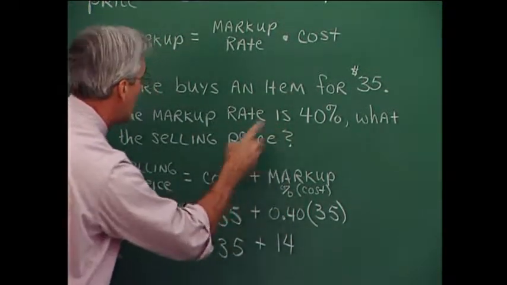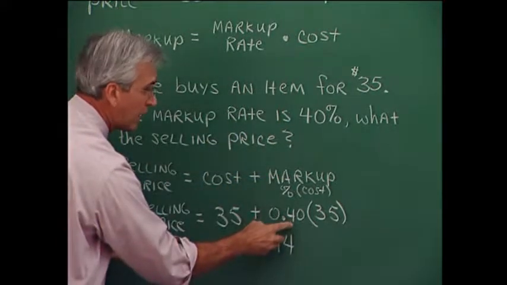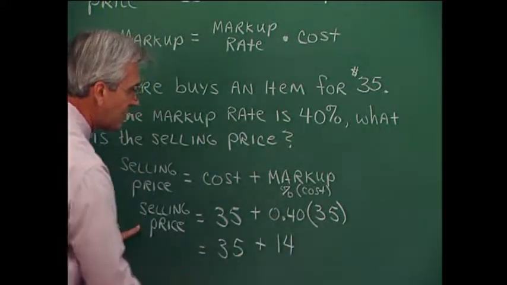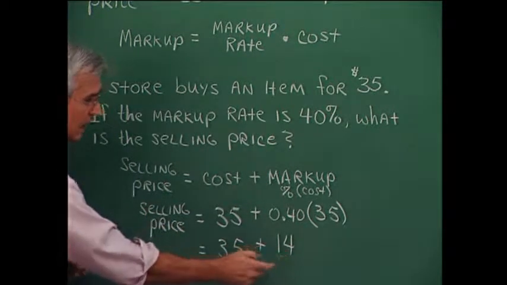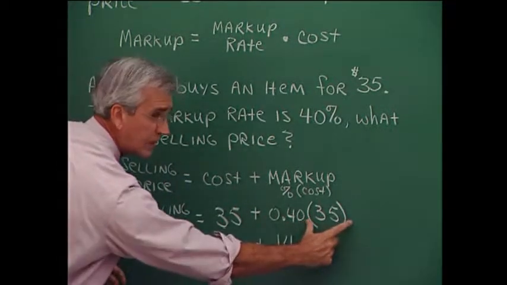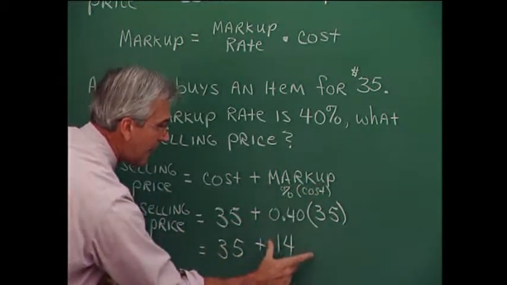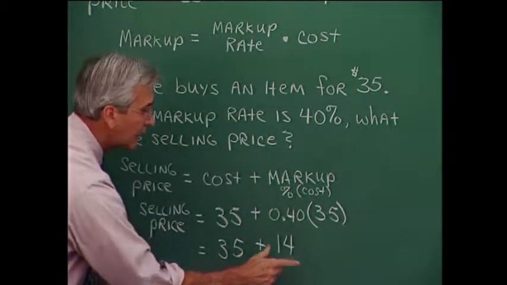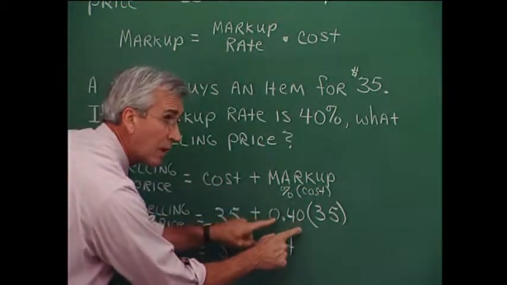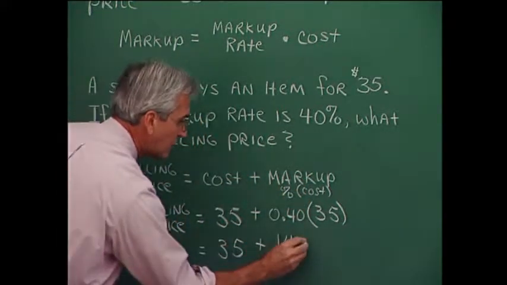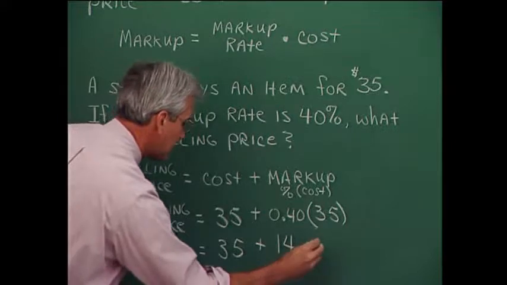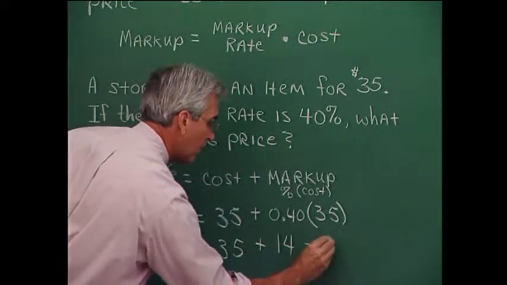Remember the markup rate, 40% or 40 hundredths times the cost of 35. Then performing the indicated operations, 35 plus 14. Now 14 was the 40 hundredths times 35. That is the amount of the markup, you see, and the markup rate is 40%, but the amount of the markup is $14. All right, adding these two, we find that the selling price then would be $49.